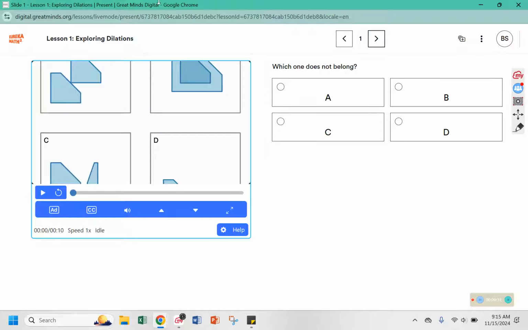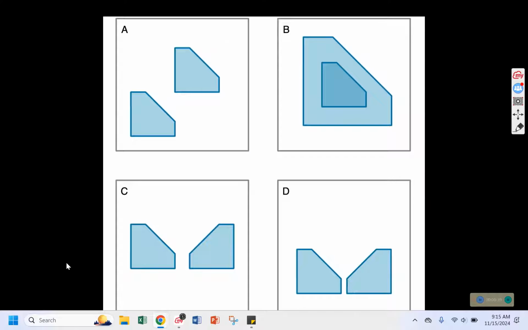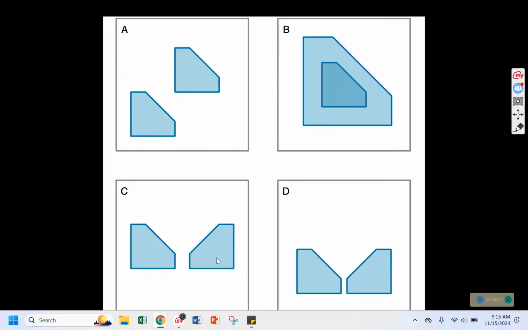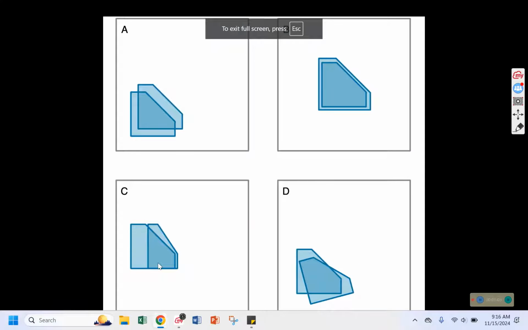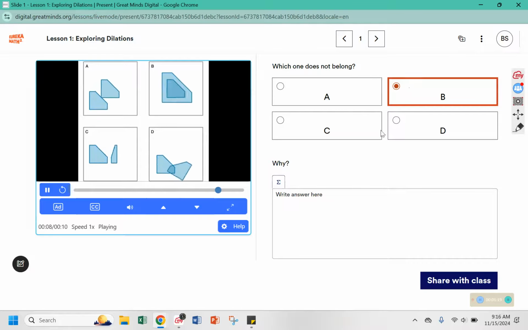Here we need to decide which one does not belong. So in A, C, and D, the images are all the same size. In A, we had a translation. In C, we had a reflection over this vertical line. And in D, we had a rotation. But in part B, the image is larger than the original figure. So B is the one that does not belong.